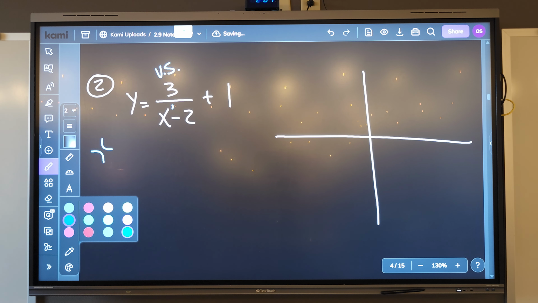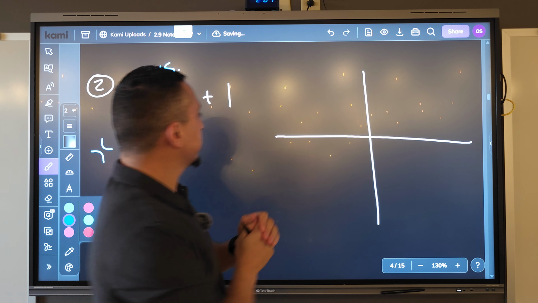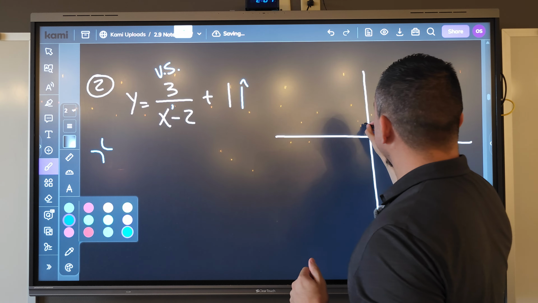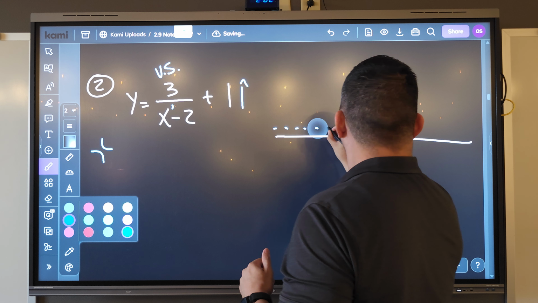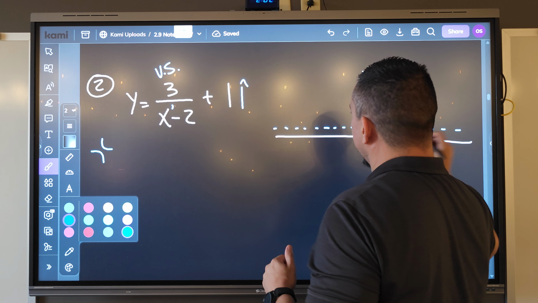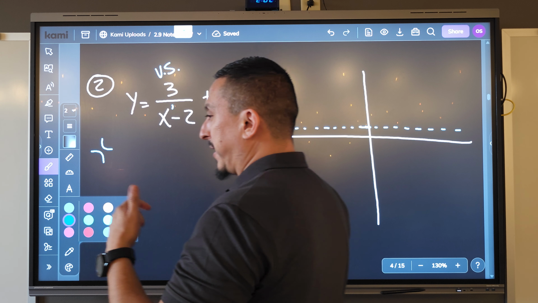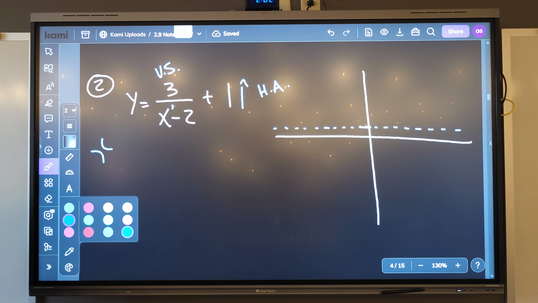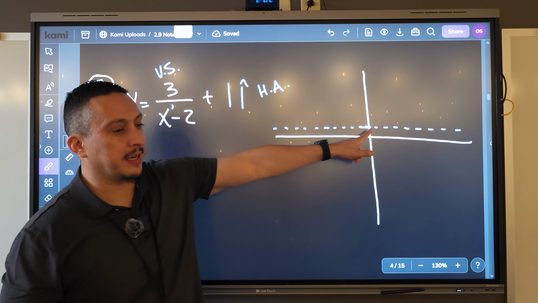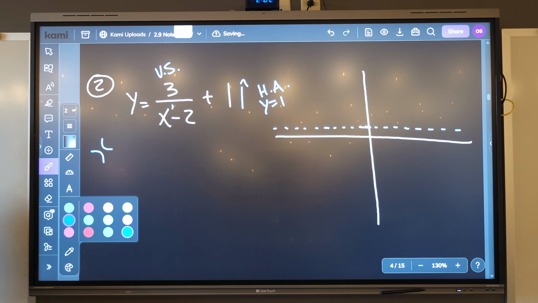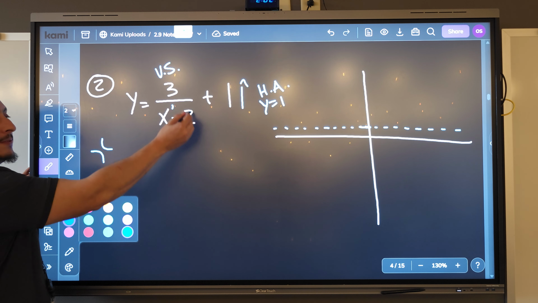Looking at Eduardo, what is that 1 doing? That plus 1? Up 1. Okay. And it's the location of, what is that called? So it's our HA. And is it located at y equals 1 or x equals 1? Do you know how to tell? Y equals 1 because it only touches the y-axis, right? Everybody good with that one?